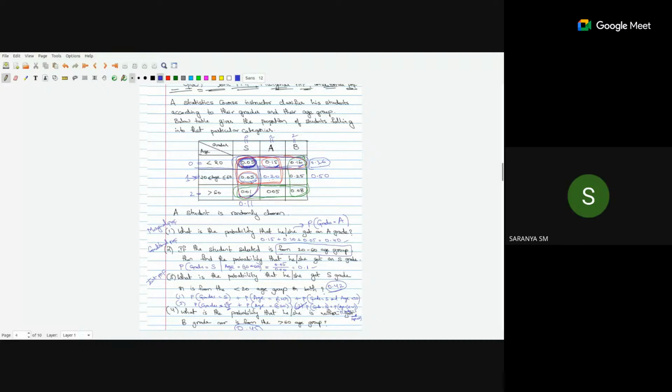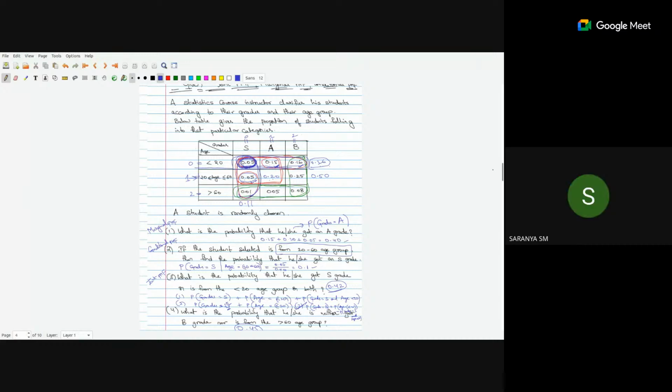This is both: the grade is S as well as the age group is less than 20. It is enough to count it once, but not twice. Twice will increase the probability. So that is why I have to subtract that 0.05 once.